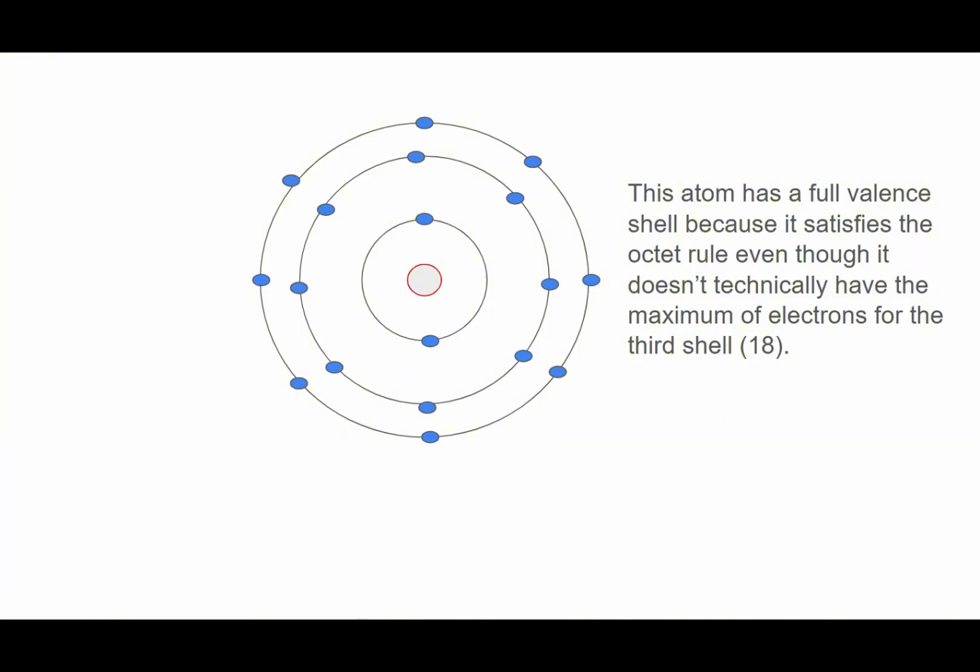So let's take a look at this example. In this atom, it has a full valence shell because it satisfies the octet rule. There are 8 electrons in the outermost shell. It still has a full valence shell even though it doesn't have the maximum number of electrons in its outermost shell. In the third shell, there is a maximum of 18 electrons, and this one only has 8. But because it satisfies the octet rule, it is considered a full valence shell.